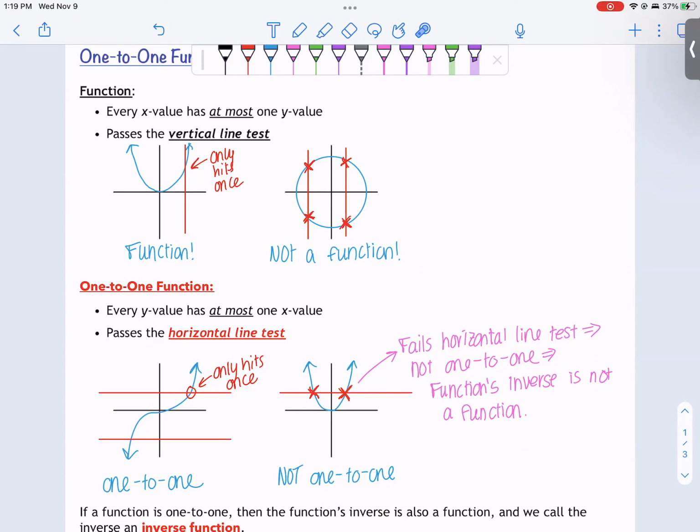Okay. Once again, the vertical line test tells us whether something is or is not a function. And a horizontal line test tells us whether a function, so you're already assuming it's a function, right? Make sure it's already a function, has an inverse that is also a function.